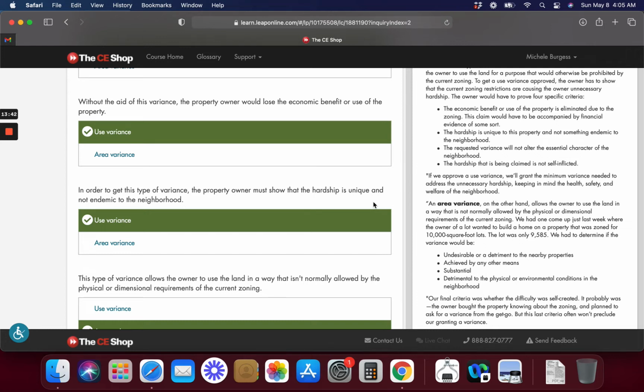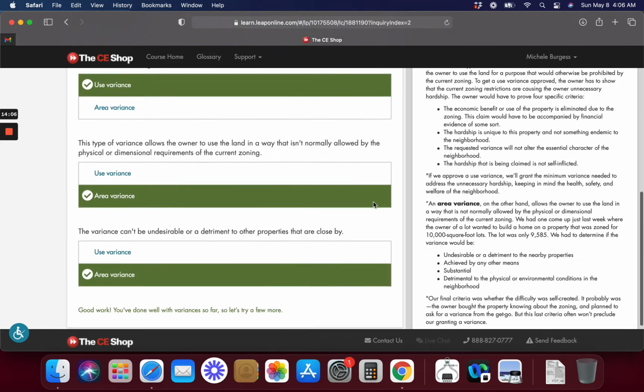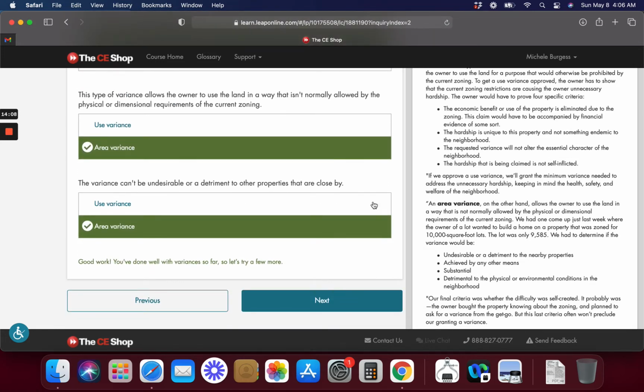But if you are from international and you're studying and trying to get your real estate salesperson license in the U.S., this could help you understand it. Without the aid of this variance, the property owner will lose the economic benefit of the property: use variance. In order to get this type of variance, the property owner must show the hardship is unique and not endemic to the neighborhood. This type of variance allows the owner to use the land in a way that's not normally allowed by physical or dimensional requirements of zoning.